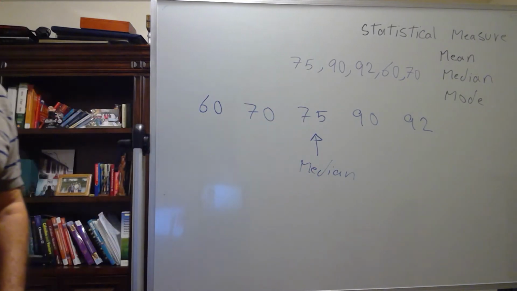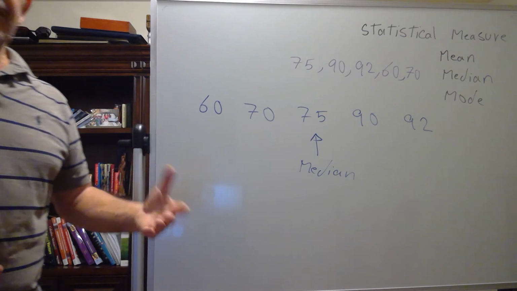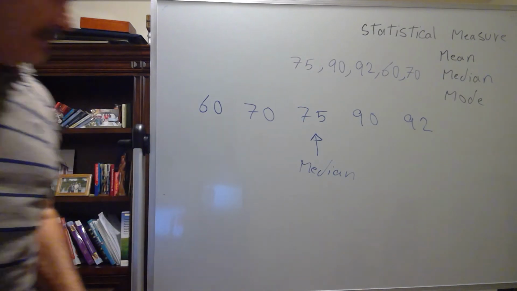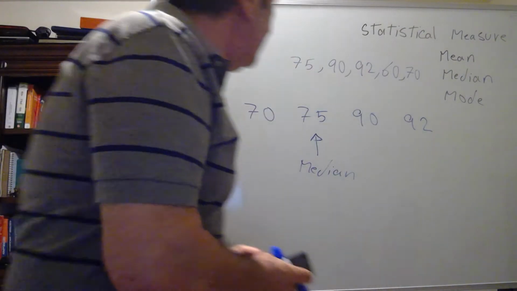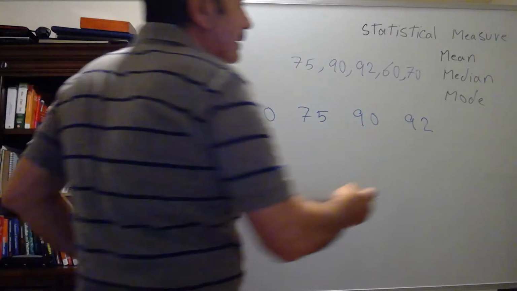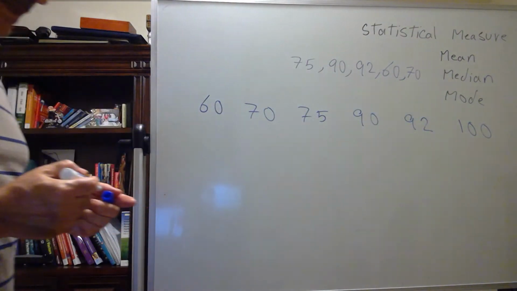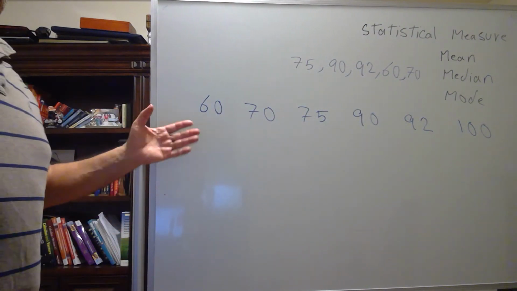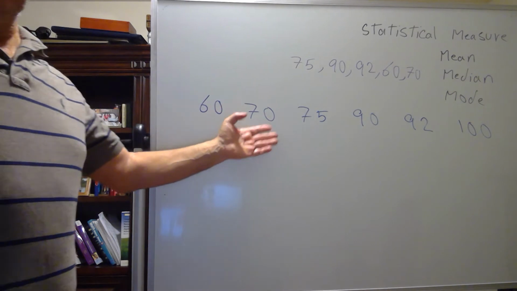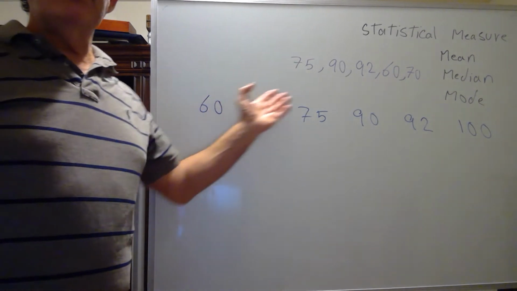If the number of data is odd, the median is going to be the exact one. But if the number is even, as an example, let's say I add another number to this one, let's say 100. Okay, now the number of data is 6. Remember, it doesn't matter how many data we have, even or odd, the first step is always to arrange from lowest to highest.